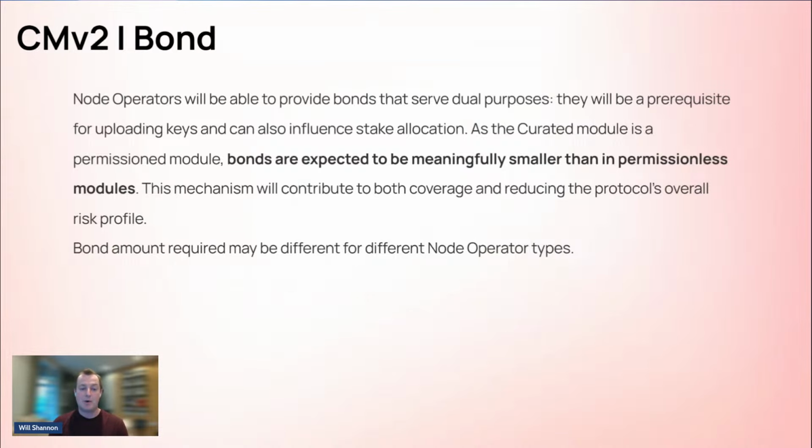So next is bonds. Today, curated module operators do not provide any bond. However, in curated module V2, this will be a prerequisite for uploading keys and could also potentially influence stake allocation. As the curated module will still be a permissioned module, it is expected that the bonds will be meaningfully smaller than in the permissionless modules. However, it will contribute to both reducing the protocol's overall risk profile and giving more coverage. These bond types, as I mentioned, could also be different across node operator types. There will be more information to come on this in the future.